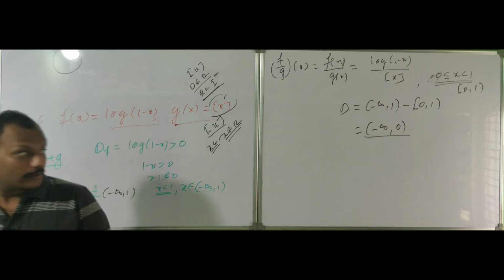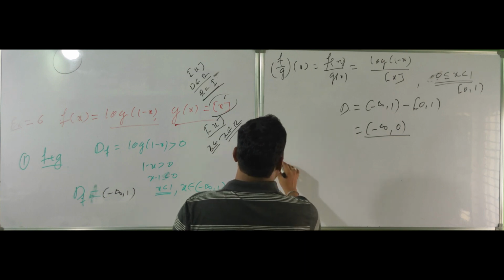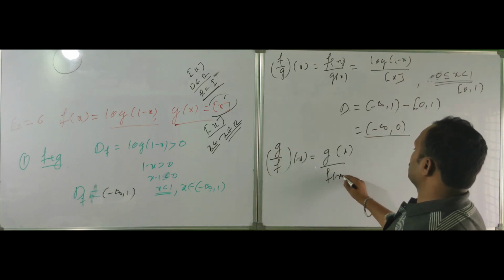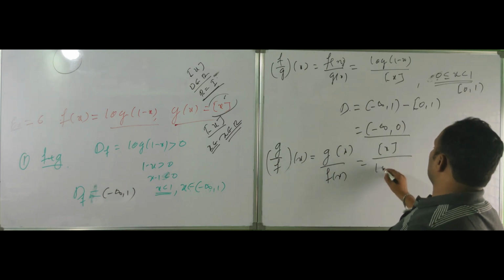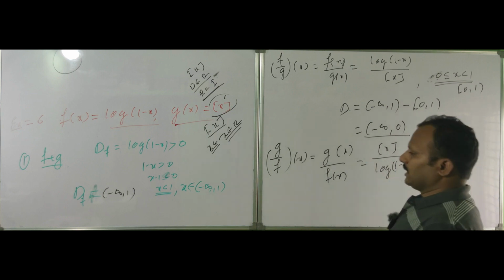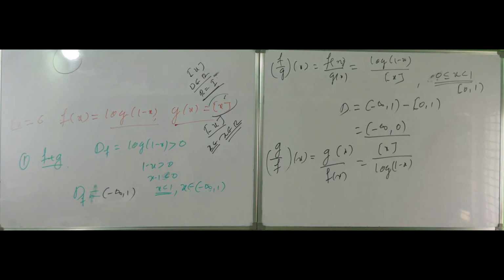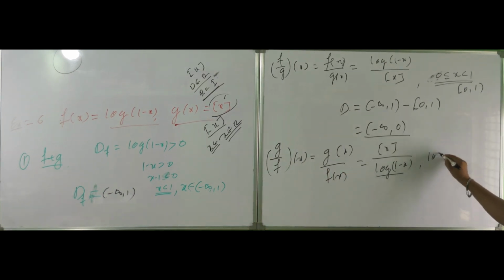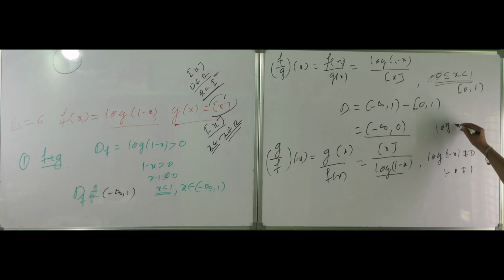Second one is g by f of x, which is equal to g of x divided by f of x, which is the greatest integer of x divided by log of 1 minus x. Let's find the domain here. The denominator should not be equal to 0. Log of 1 minus x not equal to 0 means 1 minus x not equal to 1, because log of 1 is equal to 0. So x is not equal to 0.